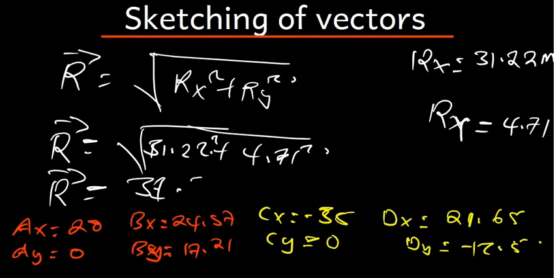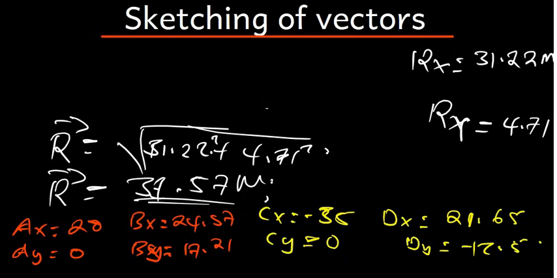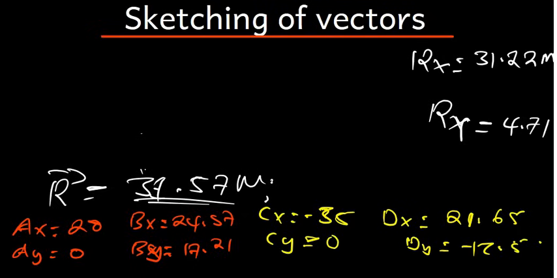31.57 meters. That is the resultant. Now to find the angle, we know what to do. So I guess we have made a mistake somewhere, because the RY was supposed to be negative, so that the answer was supposed to be in the fourth quadrant. So anyway, it's okay. So let's just go ahead and find the angle.